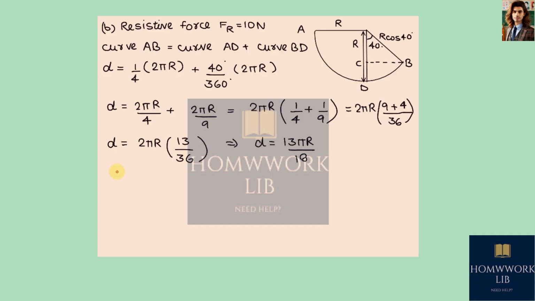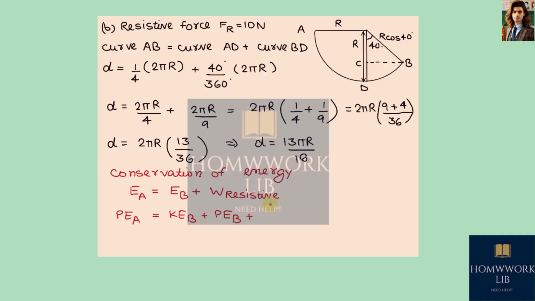So here, using conservation of energy, we can write energy at point A is equal to energy at point B plus work done by resistive force. So we can write here potential energy at point A is equal to kinetic energy at point B plus potential energy at point B plus resistive force work done, which is equal to resistive force into displacement d.